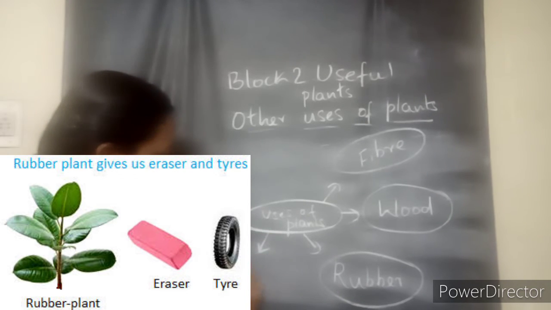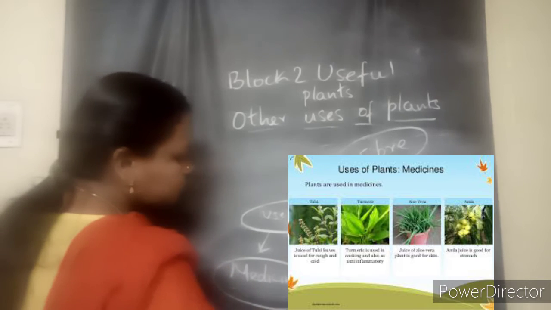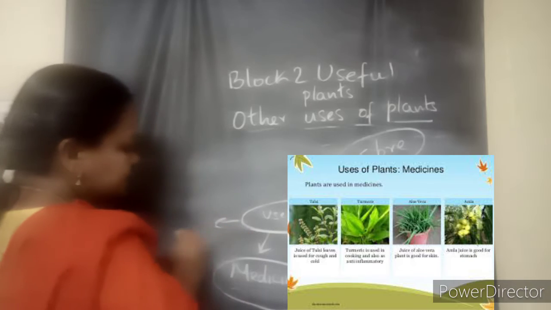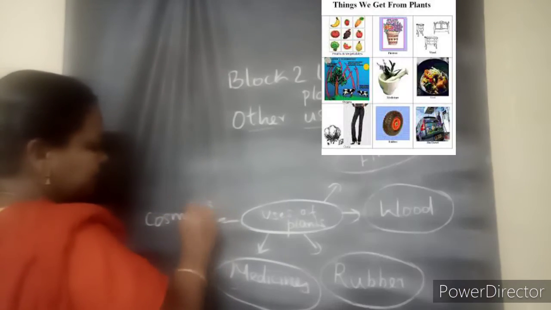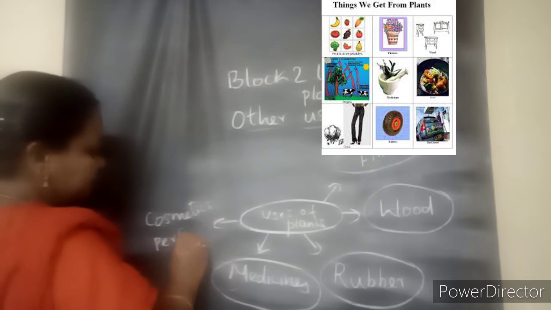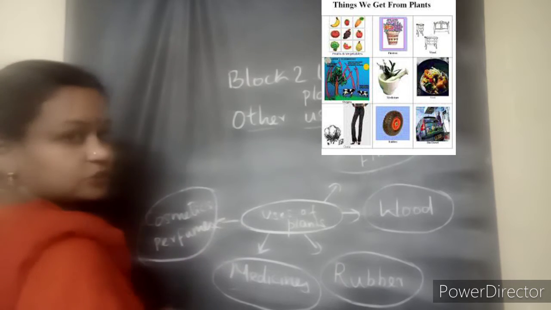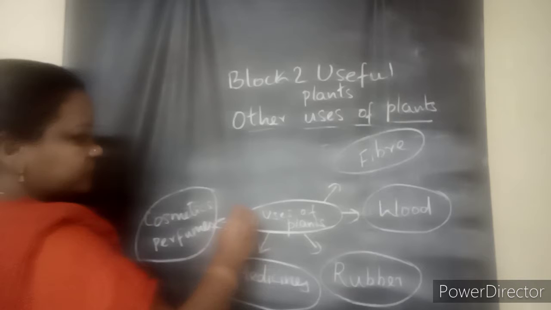Plants give us medicines. Many plants have medicinal values, so they are used for making different types of medicines to cure different diseases. Plants are used to make cosmetics. In the flowers lesson we learned about cosmetics and perfumes, which have a very good fragrance. Flowers or other parts are used for making cosmetics and perfumes.